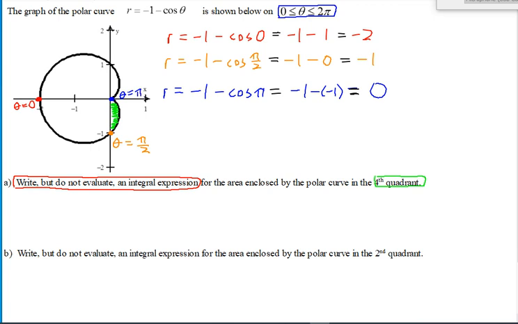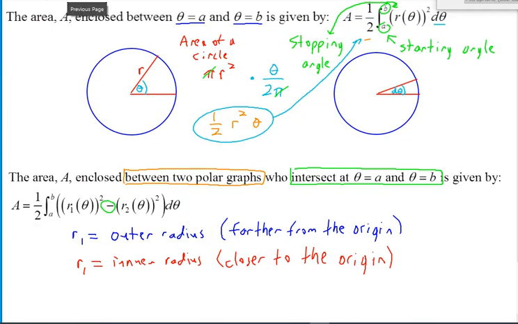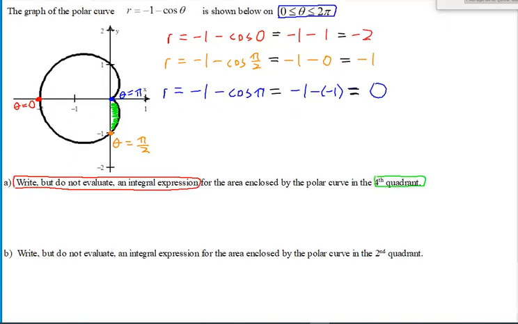So now we actually have enough information to answer part A, because we can see this area starts at pi over 2 and stops at pi for our angles. So that's our starting angle, pi over 2, and our stopping angle, pi. So for the area, we're going to use this formula right here. We've got a 1/2 out in front. That's what's a little different. You don't have anything out in front when we're doing an area for rectangular coordinates. But for polar coordinates, it's always a 1/2 out in front.